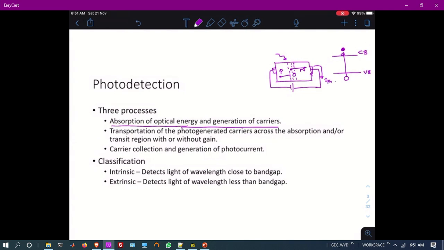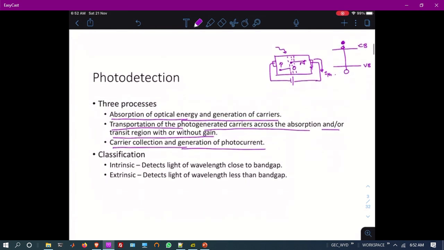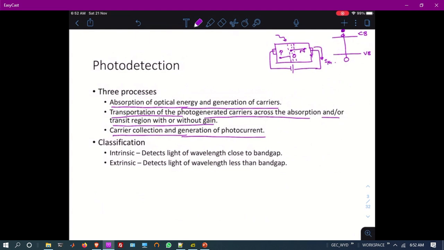Okay, we will see it in detail. And then there is a transportation of photon generated carriers across the absorption and or transit region with or without gain. Just like I said earlier, the carriers generated will move to the external circuit via the semiconductor, constituting the photocurrent. Carrier collection and generation of photocurrent means that once it is available in the external circuit, it will constitute the current.